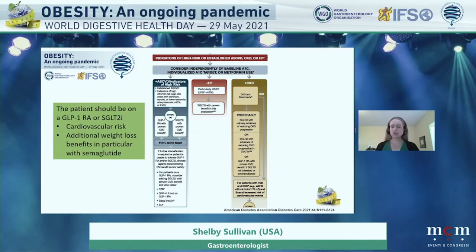And in particular, GLP-1 receptor agonists also have benefit not only for diabetes, but also for patients who have non-alcoholic fatty liver disease as well. In addition to that, both of these medications have weight loss benefits, the highest weight loss benefit being with semaglutide.